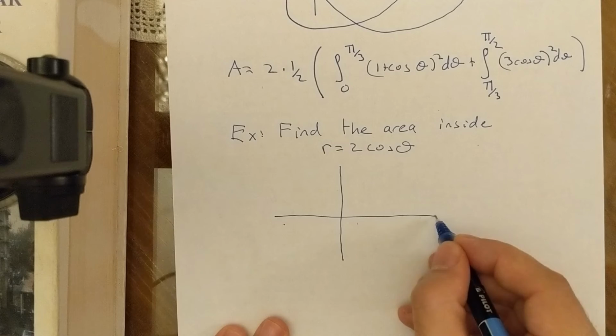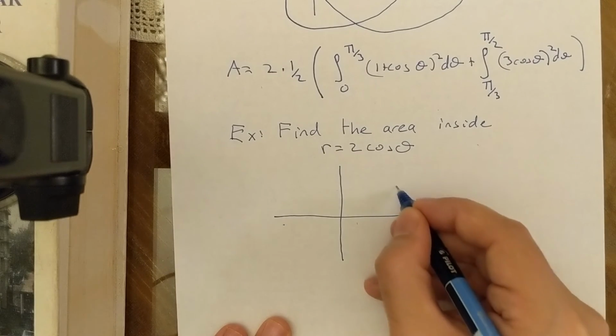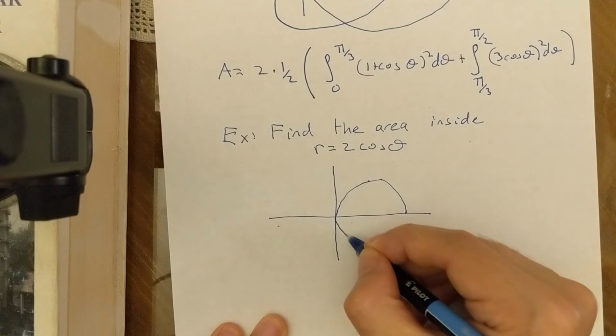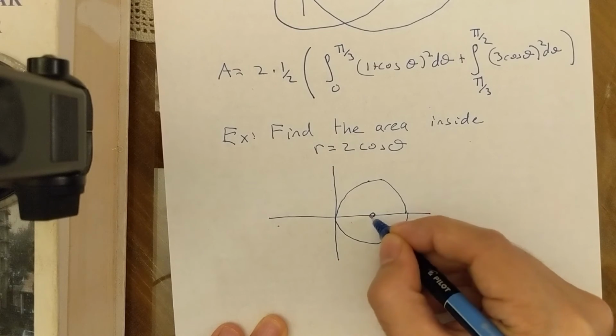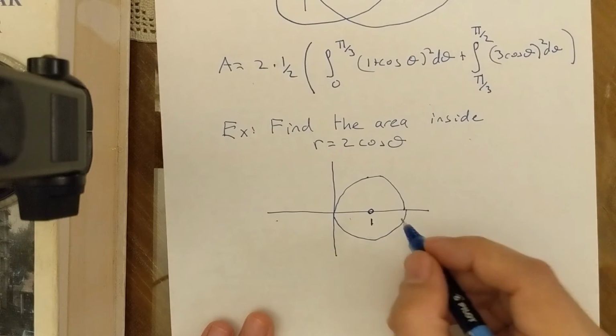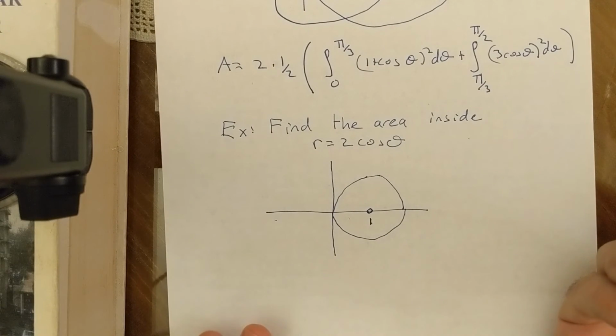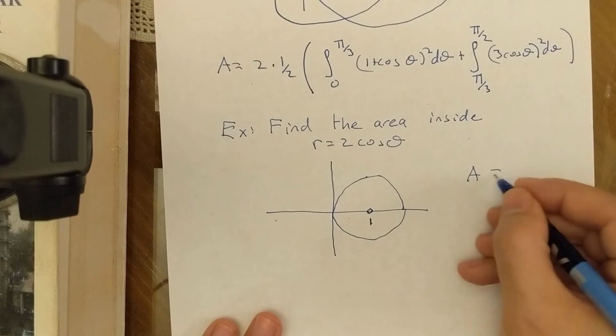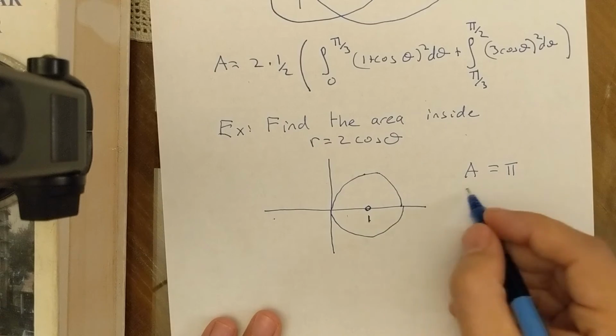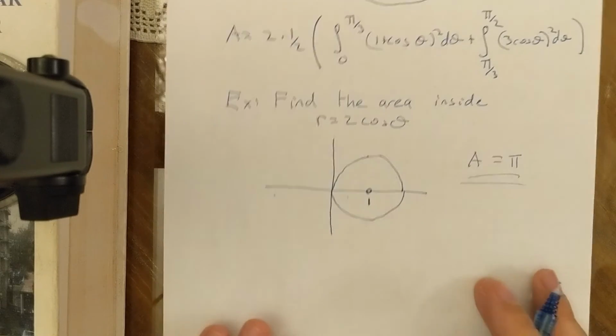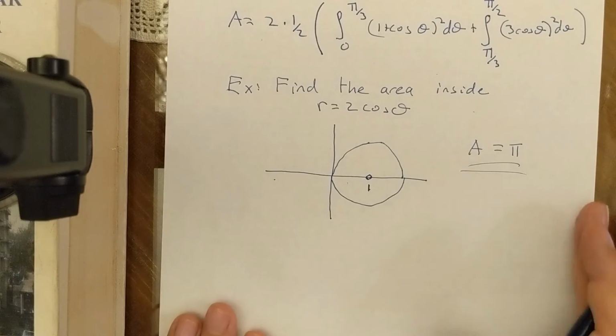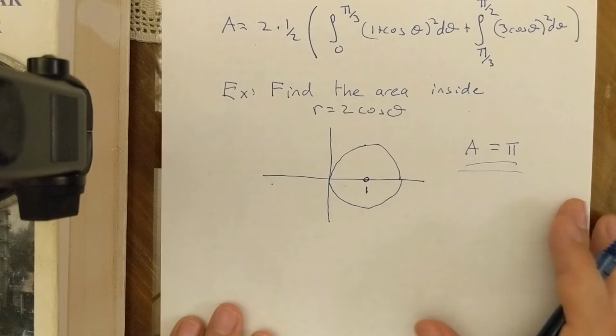r equals 2 cosine theta, remember that was just a circle centered around x equals 1, right? It's just a circle, and here is 1, and the radius of it is 1. So it's a circle with radius 1, the area is pi r squared, so the area has to be equal to pi, right? Okay, we know the answer before we start, because I want you guys to know the answer before you start, in case you set up the integral wrong.